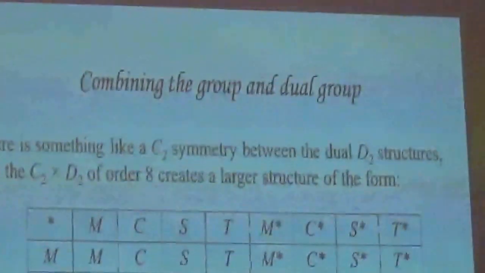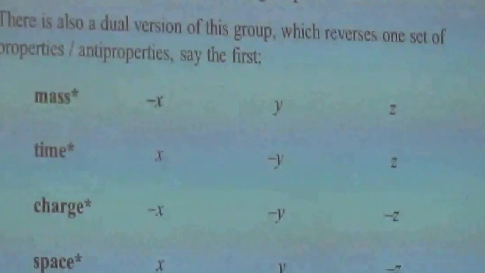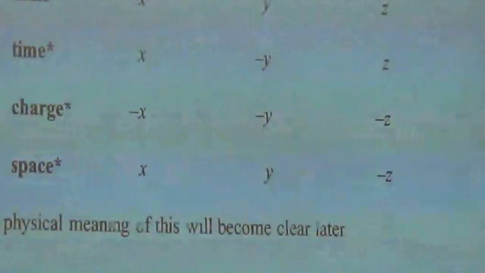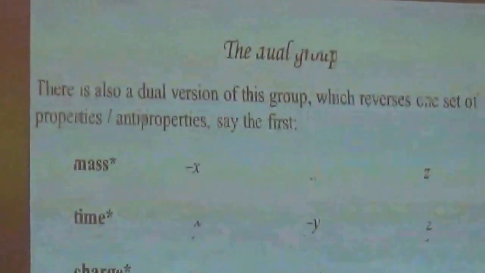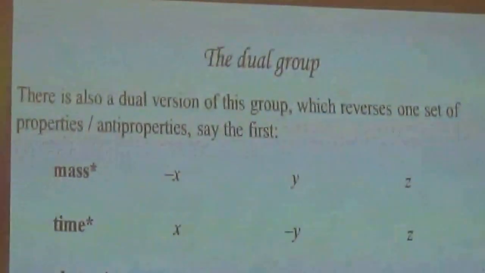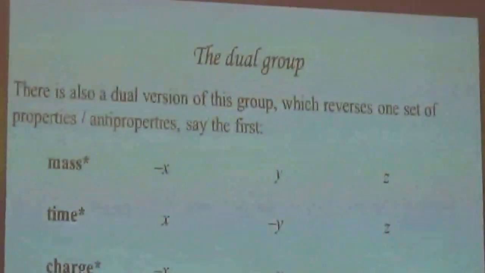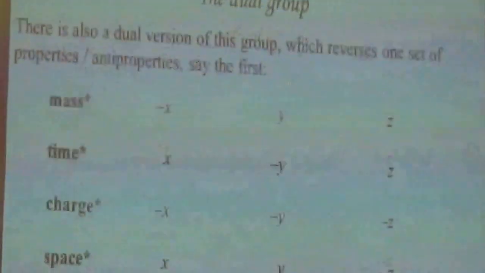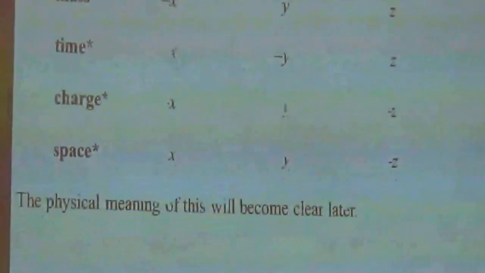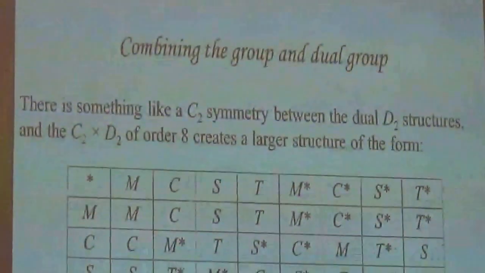So I'm switching now the x's around, but not anything else. If I switch the x's around and leave the y's and z's, switch the minuses and plus on the x's, we create a dual version of the group, a group which reverses one of the properties, anti-properties. And here I've reversed the first property. You only need to reverse one and then you get this dual group. We will show there is a meaning for that, and we'll show what it is later.